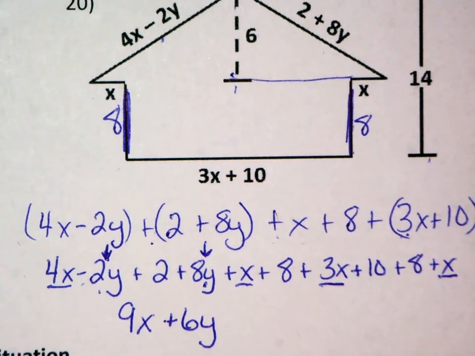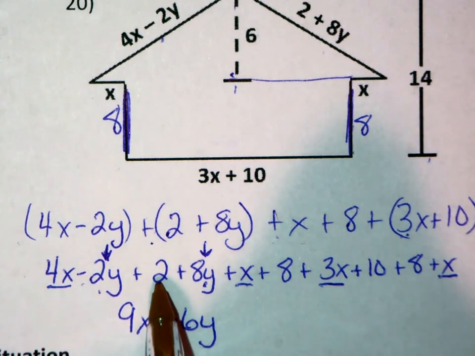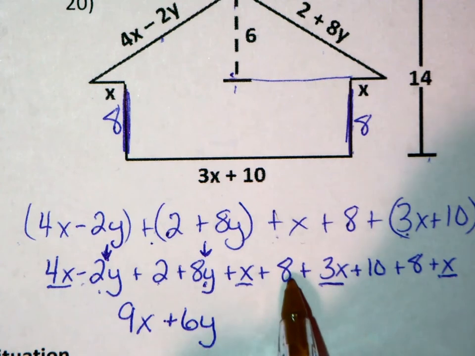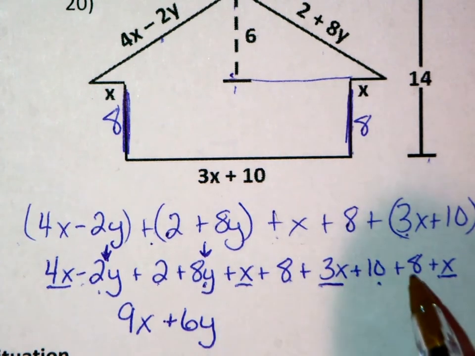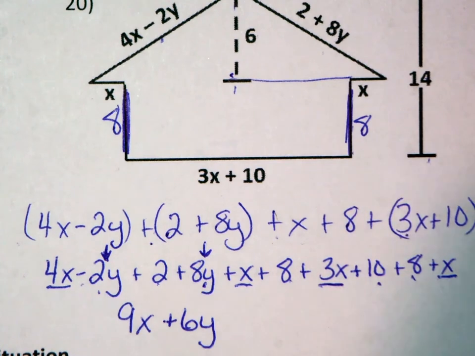Now it looks like all I have left are constants, so 2 plus 8 is 10, plus 10 is 20, plus 8, 28.